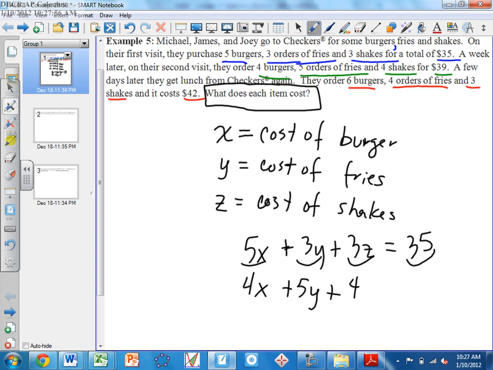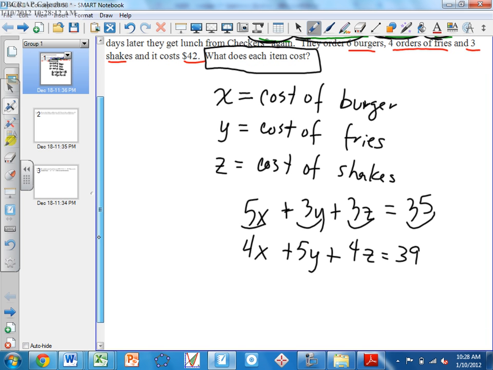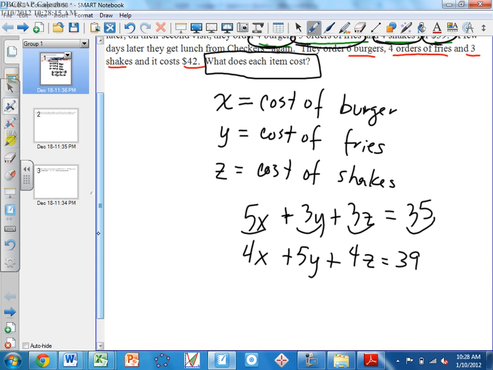Good job. Okay, so again, take a look, guys. Four burgers, five fries, four shakes for $39. Okay, and finally, Jose, last one maybe for us? Six burgers, good? Plus four what? Four fries, good? Plus three shakes. How much does it cost? 42.